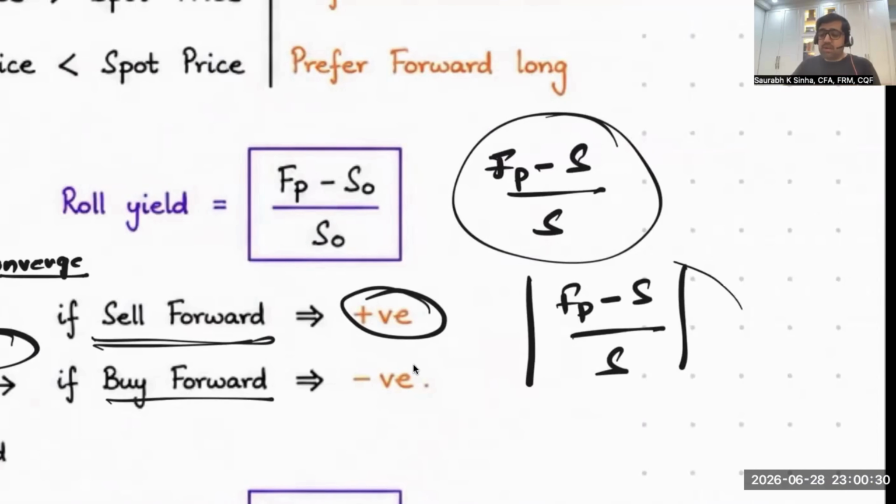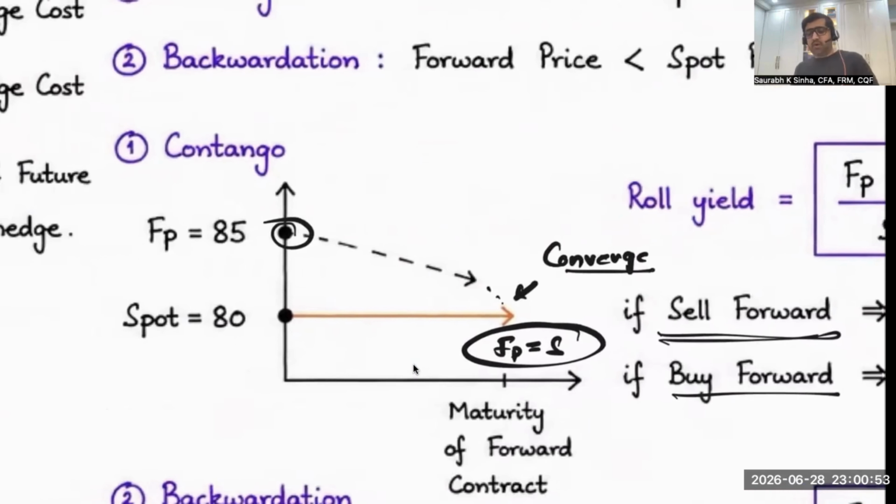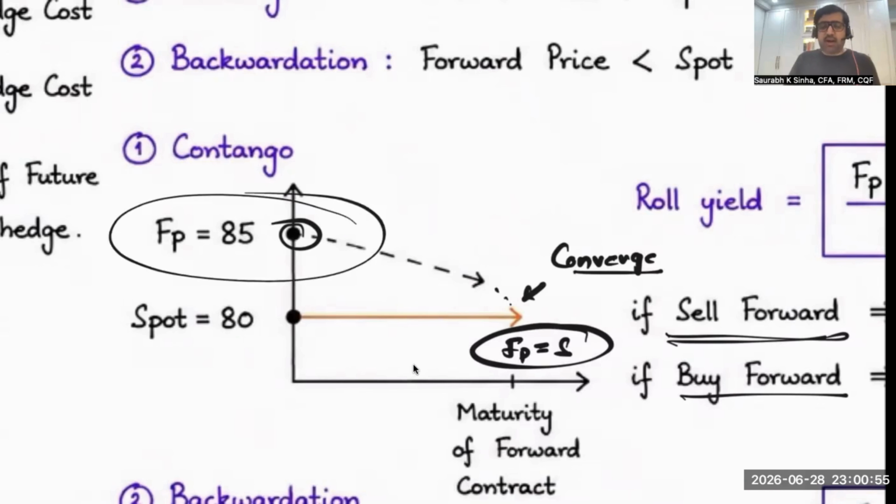You will make a loss of minus 5 upon 80. Still, the formula remains the same. The only thing which is changing is what? Sign, positive, negative. So what do you have to remember? The roll yield formula is FP minus S upon S. It is not going to change. The sign is dependent upon whether you're buying or selling the forward contract. Okay. If the forward contract is in contango or premium, if you sell, then you will make a positive return, as in positive roll yield. If you buy the forward contract, it is going to be negative roll yield.